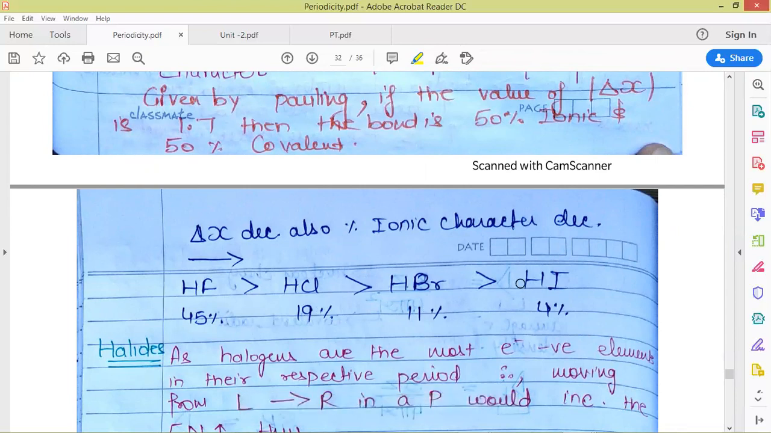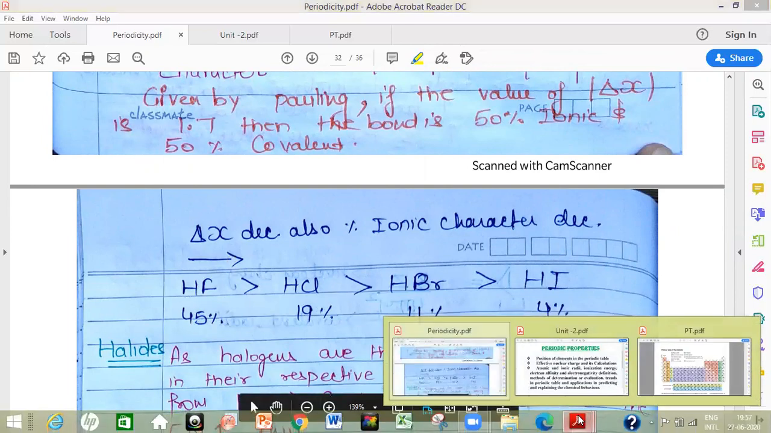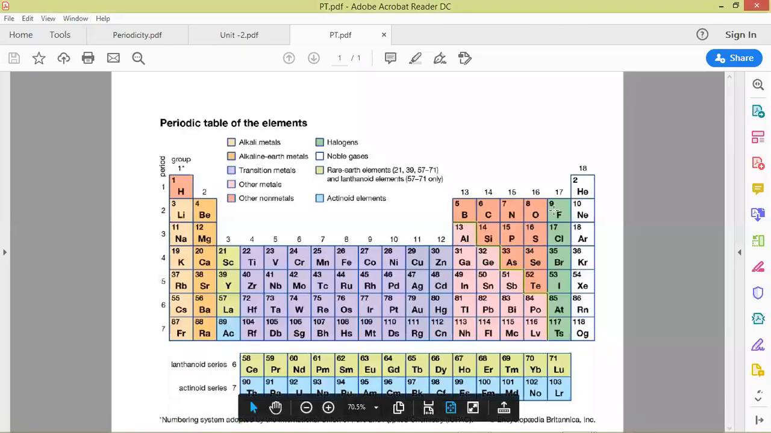These are the hydrogen acids of halogens for which we have written the ionic character. Here the ionic character is decreasing as we move down the group in the case of halogens, as the halogens belong to group 17. So as we are moving down this group, we are talking about the hydrogen acids of these halides. That means the ionic character is decreasing.